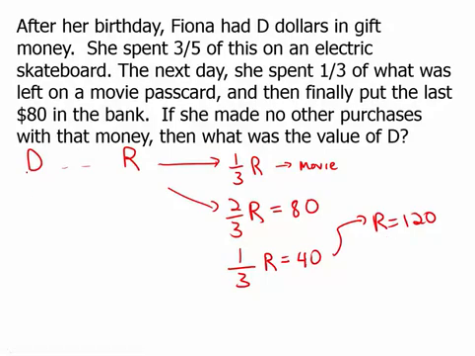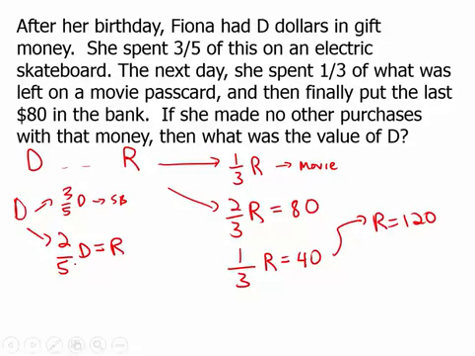Now let's think about D. She spent 3/5 of D on the skateboard. So that means that she had left 2/5 of D, and that's what became R. That's what she had left over, because all she did on the first day was spend on the skateboard, so anything she had left is what she started with on the next day.